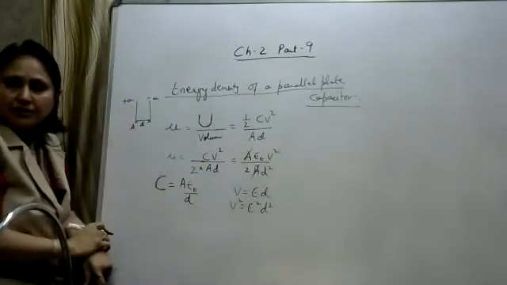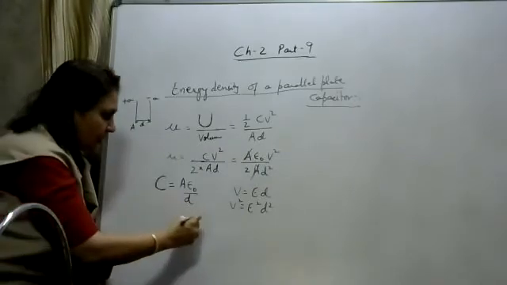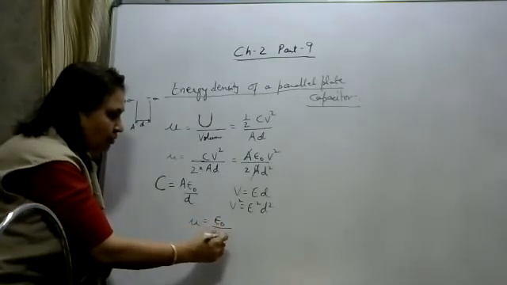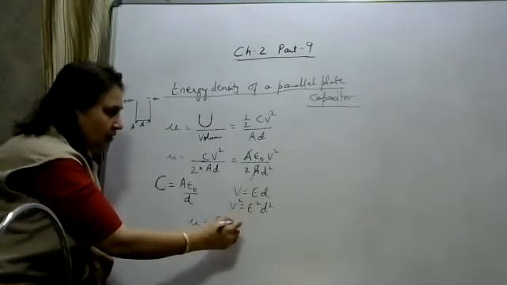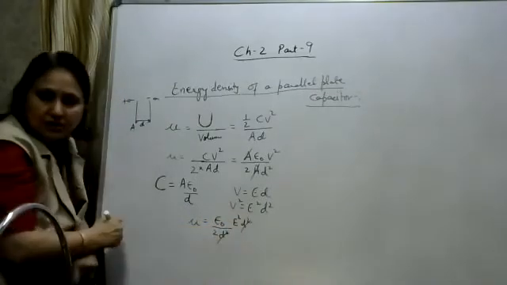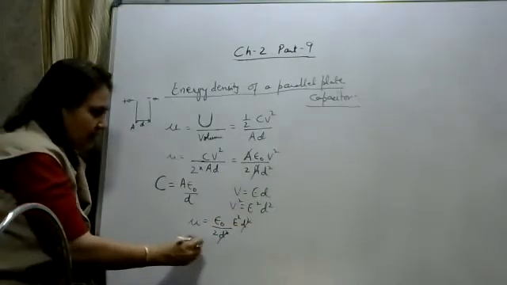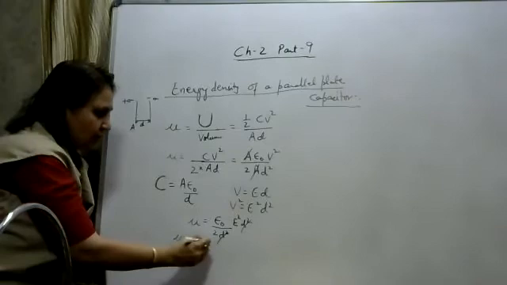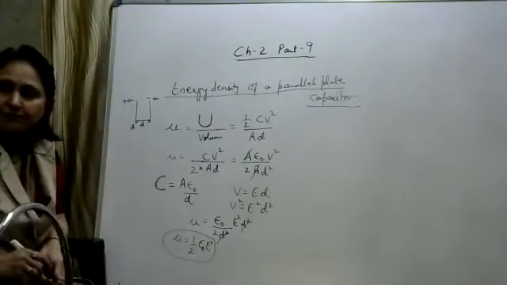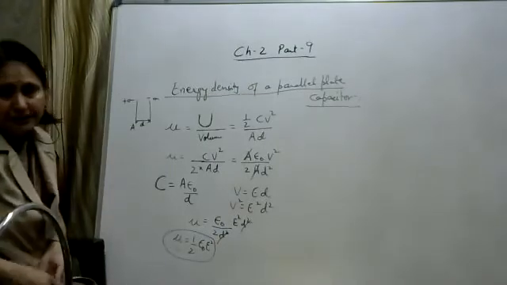Substitute V square over here, so we'll get the expression for the energy density. So energy density is epsilon naught upon 2D square, E square into D square. This D square can be cancelled out, and hence the energy density is given by half epsilon naught into E square, which is the expression for the energy density of a parallel plate capacitor. Okay, so this we have found for a parallel plate capacitor.